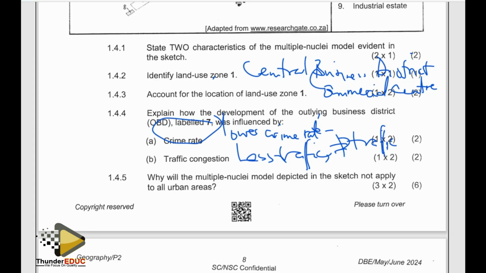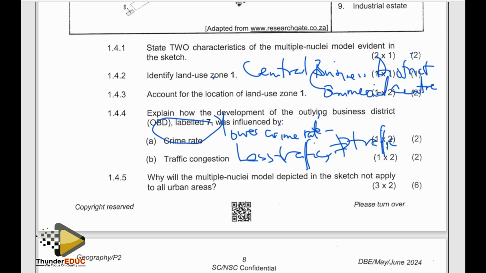And also accessibility is easier because there's less traffic. It gives easier accessibility to people doing business there or the customers who want to come and buy or acquire different services offered there. The roads are not congested. Then in terms of traffic congestion, it's fine.